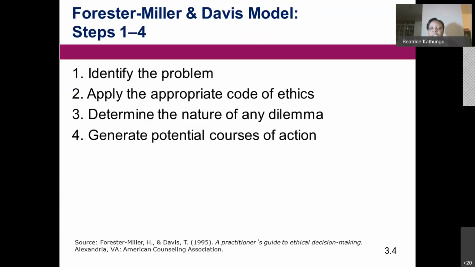Now, like I said, we have 3 models we're going to look at. The first one is by Forrester, Miller, and Davis. It has a total of 7 steps. Basically, when you're faced with an ethical decision-making situation, what should you do? First and foremost, you must identify what the problem is.